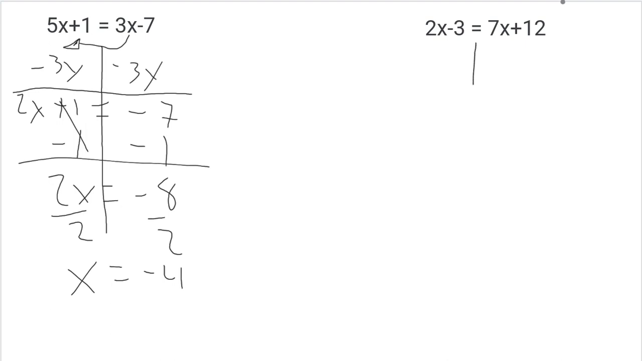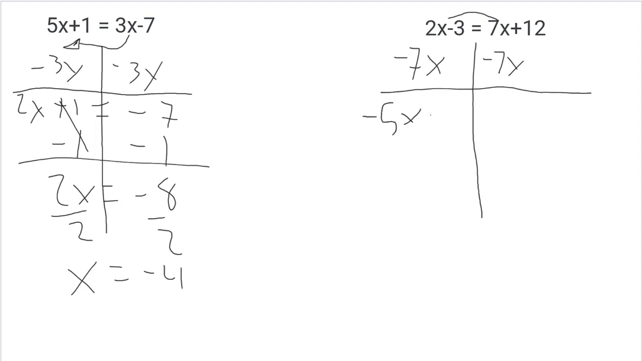Again, line down the equal sign. And we're going to move our variables to the left. So this says plus 7x, so the opposite would be minus 7x. What we do to one side, we have to do to the other. 2 minus 7 is negative 5x. And then everything else that we didn't touch gets rewritten.